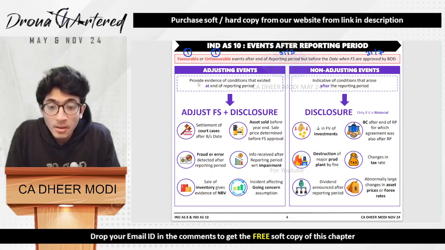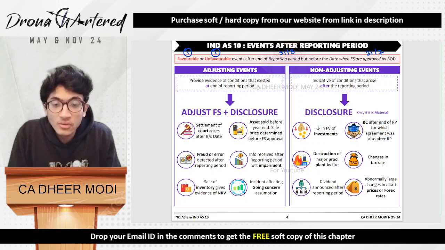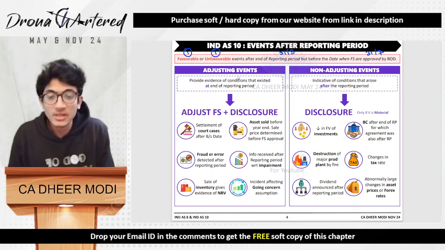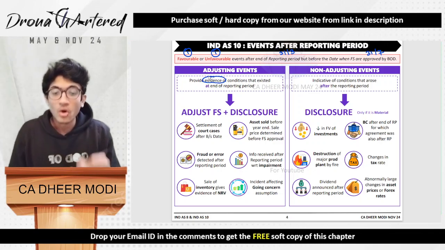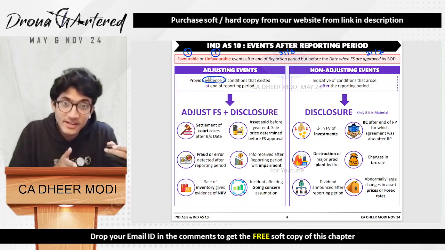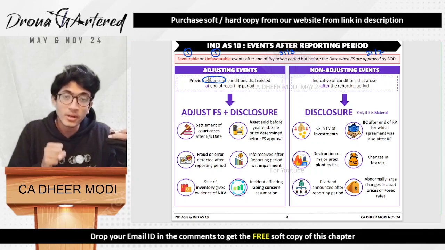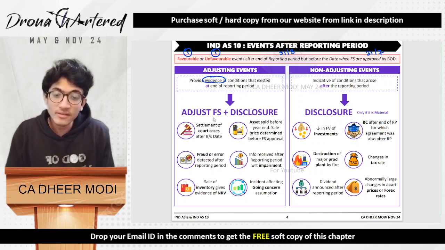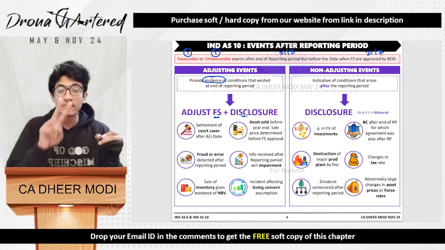So adjusting events are those events which provide evidence of conditions that existed at the end of the reporting period. That means the event happened later, but the conditions existed at the end of the reporting period. For adjusting events, we will adjust your financial statements as well, and we will give disclosure. We will do both of them.